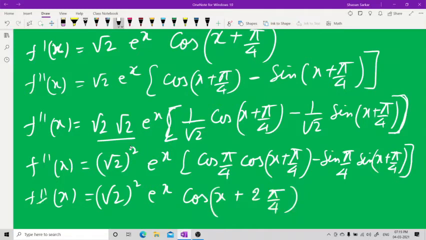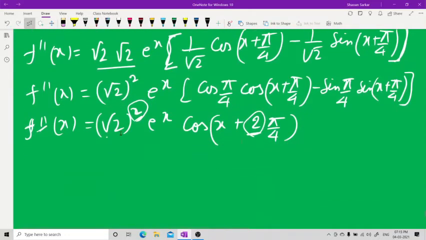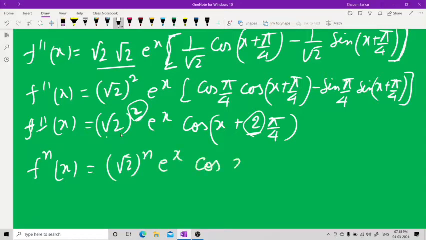Now see one thing. When it is a double derivative, it is under root 2 to the power of 2, and here it is a 2. In the double derivative, you have a 2 here and a 2 here. So in the nth derivative, you will have under root 2 to the power of n e to the power of x cos x plus n pi by 4. In the second derivative a 2 came here and a 2 here, and in the nth derivative, n here and n here. This is the way.